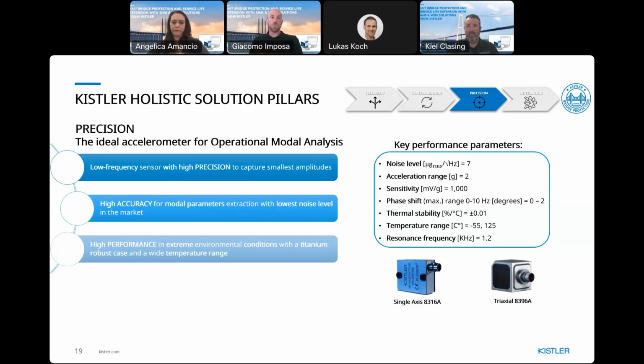So it's really important to keep high precision and high performance, especially in extreme environmental conditions like those affecting the bridge, because you know they are in outdoor conditions with very different ranges of temperature, such as summer, winter, and also day and night.